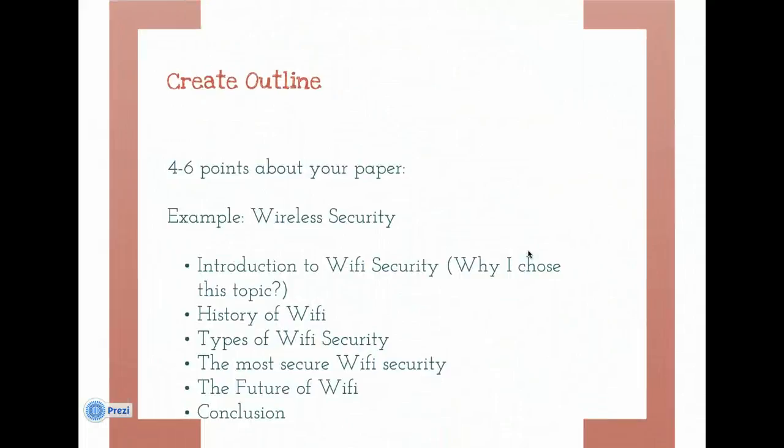A real easy way to do that is to just have 4 to 6 points about your paper. An example would be on wireless security. If you're doing it on that, it could be: introduction to Wi-Fi security and why I chose this topic, history of Wi-Fi, types of Wi-Fi security, the most secure Wi-Fi security, the future of Wi-Fi, and conclusion. That could be an example of an outline you could use for your research paper presentation.